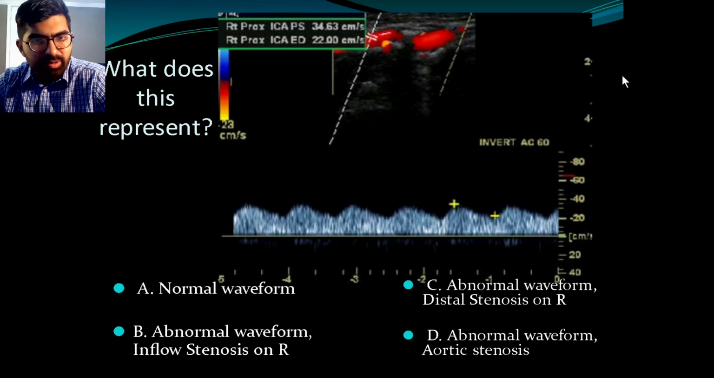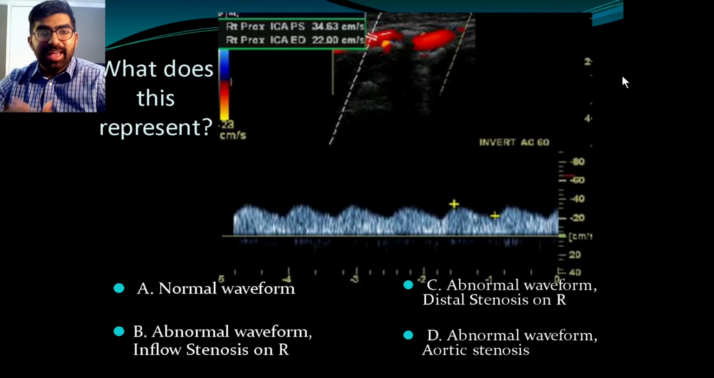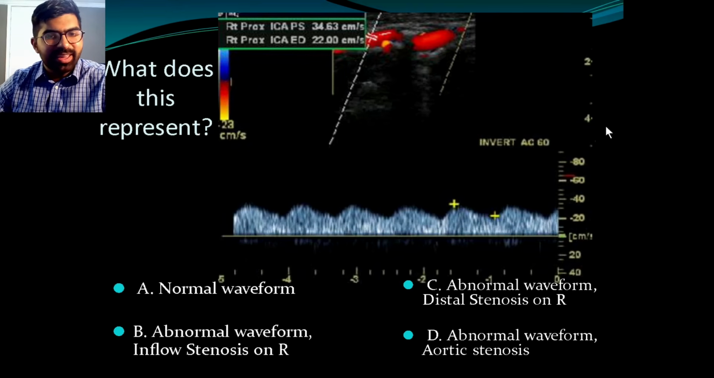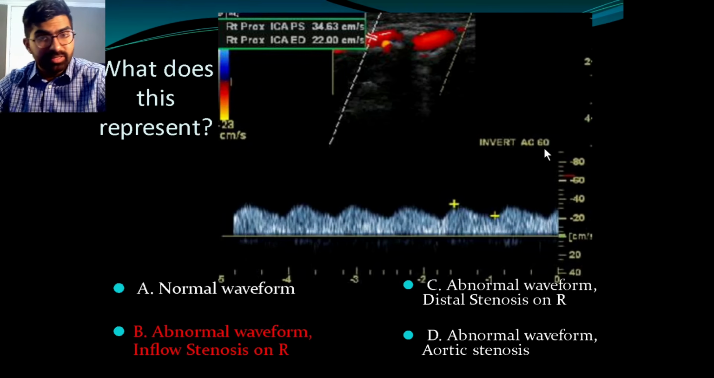So what does this represent? Is it a normal waveform? And maybe I gave that away to you. Is it an abnormal waveform representing distal stenosis on the right? Is it an abnormal waveform representing inflow stenosis on the right? Or is it an abnormal waveform in someone with aortic stenosis? What do you think? So by process of elimination, yeah, so again, it does represent an inflow stenosis on the right.